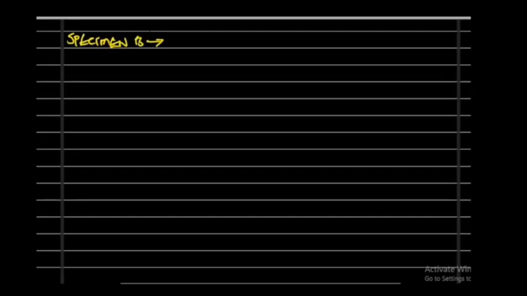Specimen B is fresh milk. Fresh milk, that is our specimen B. So what do we have to say about the fresh milk? Fresh milk is always gotten from a dairy product. It is a dairy product gotten from animals.